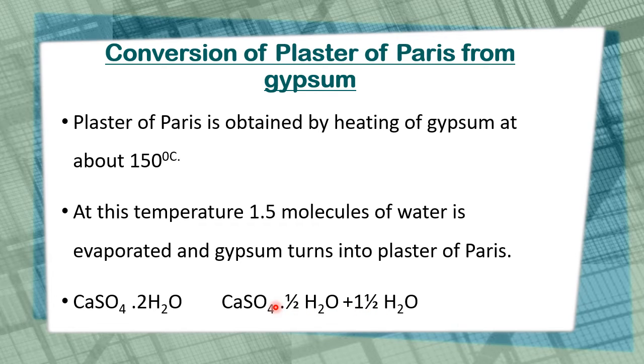This is called plaster of Paris. The formula is CaSO4 half H2O. Which is a little difficult to understand, but I told you in the previous class that you multiply the complete formula by 2, so that it becomes 2CaSO4 H2O. That also is called plaster of Paris. So this is the chemical equation to prepare POP from gypsum.